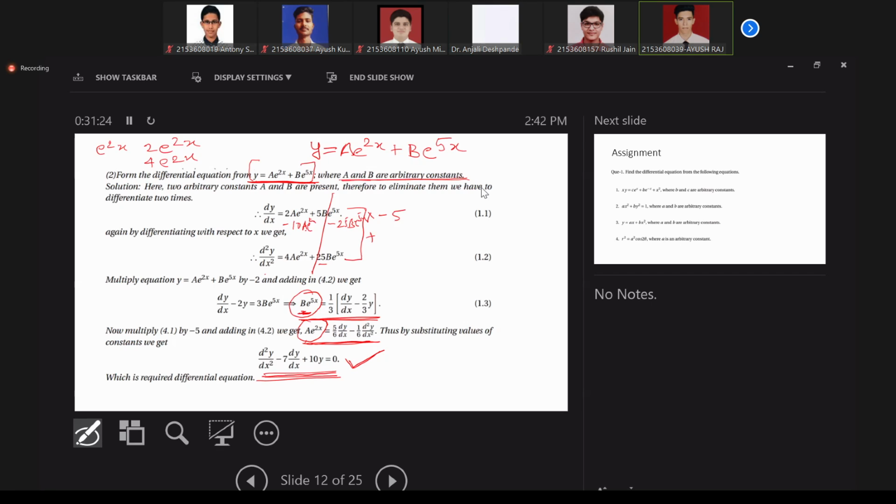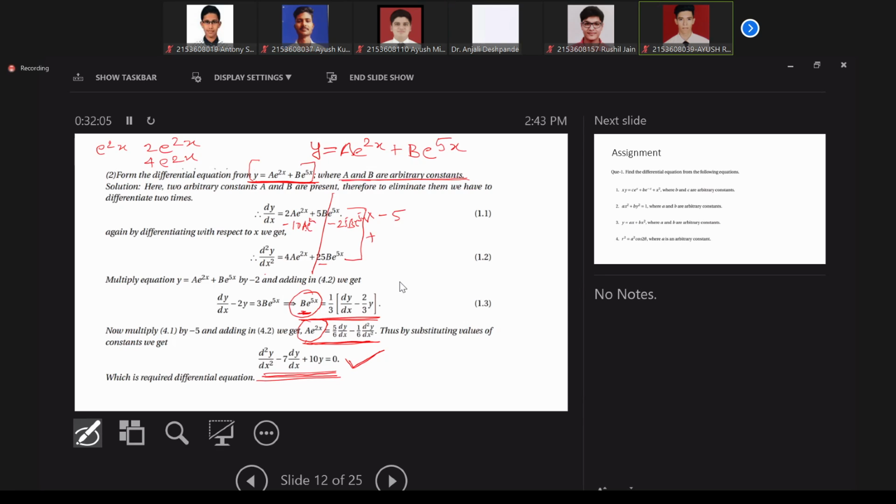Ma'am, I think there's a mistake in equation 1.3, the value of b e to the power 5x. Okay, what value you are getting? Ma'am, it would be 1 by 3 dy by dx minus 2 by 3y. I think the bracket is in a wrong position. That would be before 1 by 3. Okay, so you're saying it should be this way here. Okay, I understood. That means it will be just not 2 by 9, it will be only 2 by 3, right? Yes, ma'am.